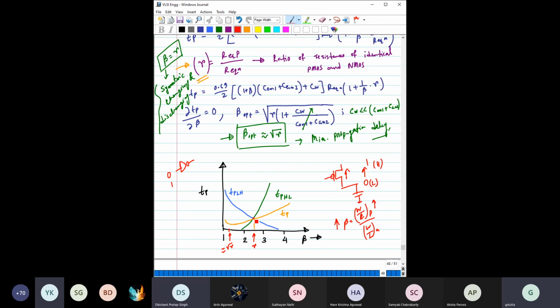For example, if you consider this, as it is the average, for some particular value of beta, TPLH and TPHL are not that significantly different. But if you consider some extreme design, for example here, TPHL is extremely high but TPLH is extremely low. Probably this is not a good design anyway.